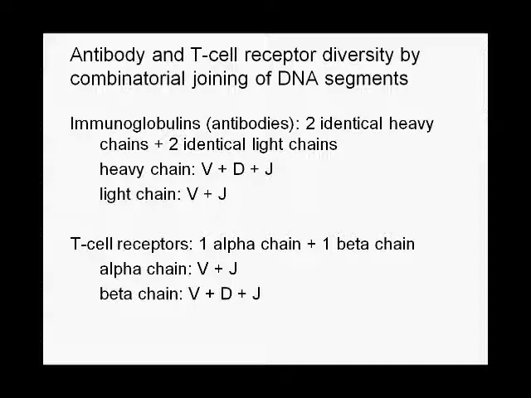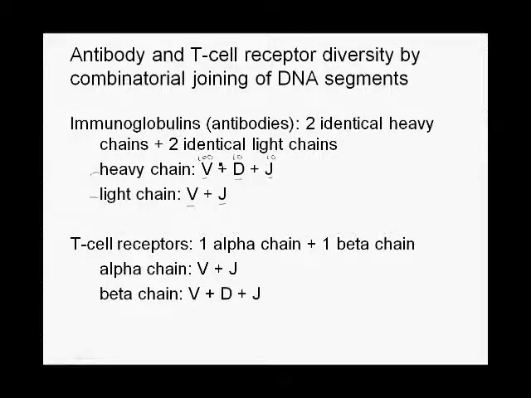So here is a slide that explains how that works. You recall that antibodies have heavy chains and light chains, so it takes a combination of one heavy chain and one light chain. Each heavy chain is made up of a combination of a V segment plus a D segment plus a J segment, and each light chain is made up of a combination of one V segment and a J segment. Okay. So let's say there are 100 different V segments, 10 different D segments and 10 different J segments.